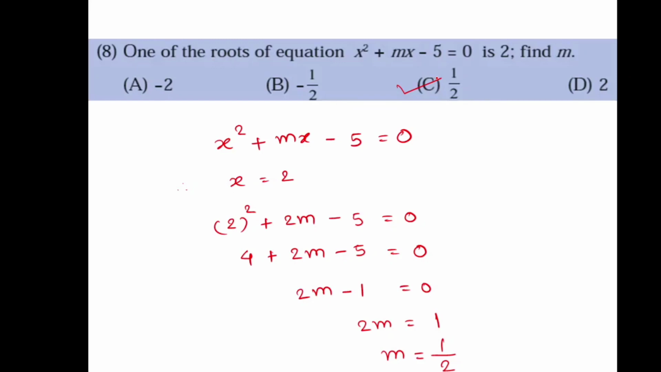So this is how we can solve some examples based on the quadratic equations by using the concepts of the standard form of quadratic equation, or the roots of the quadratic equation, or the nature of the roots of the quadratic equation. I hope you understand this concept.